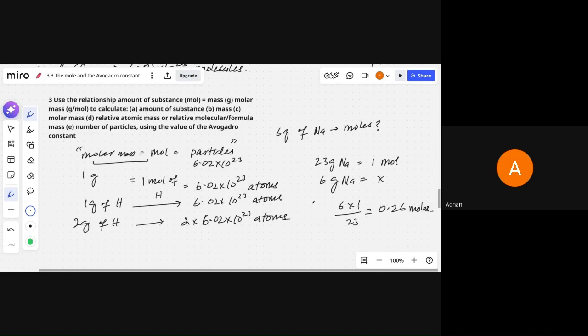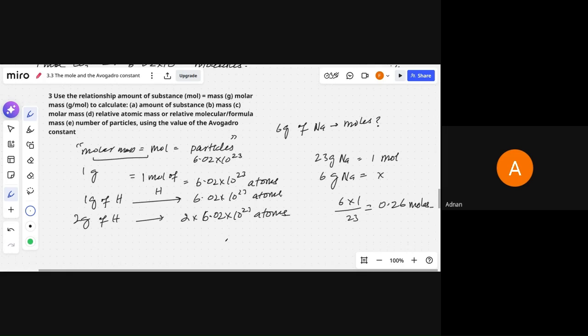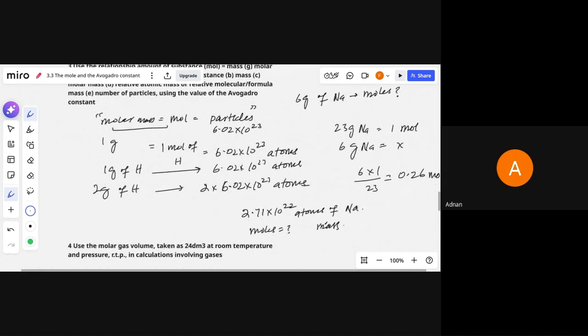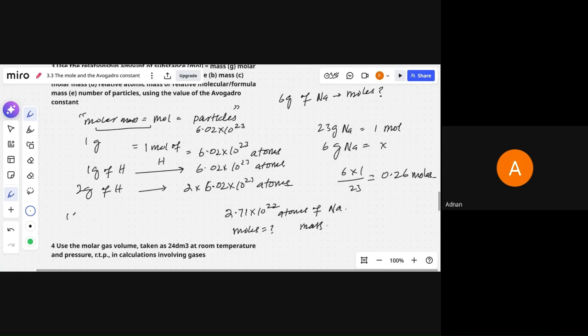Okay, now let's say we have 2.71 times 10 to the 22 atoms of sodium, for example, right? What will be the number of moles, and what will be the mass? We understand that in 1 mole of sodium, we have 6.02 times 10 to the 23 atoms, right?